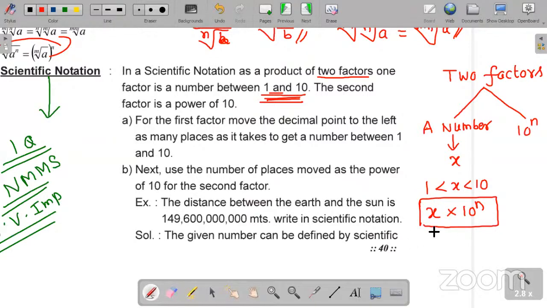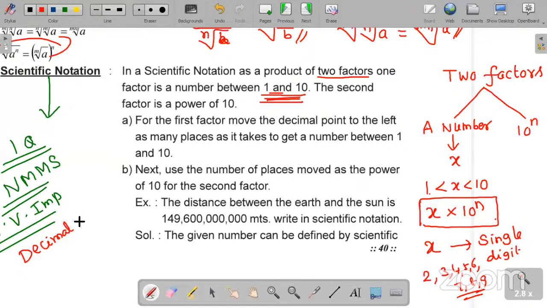Expressing a number in scientific notation means x times 10 to the power of n, where x lies between 1 to 10. That means x is a single digit. What are the possible digits? 2, 3, 4, 5, 6, 7, 8, 9 only. Even decimal numbers you can take, no problem, but that must be single digit. Must be single digit means, for example, any decimal number is there.